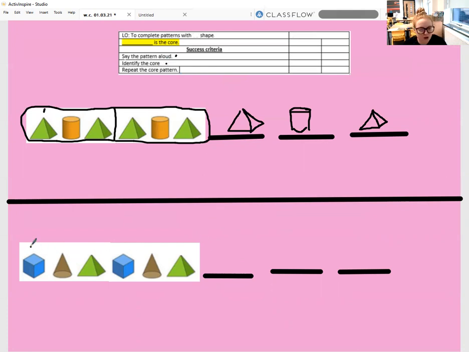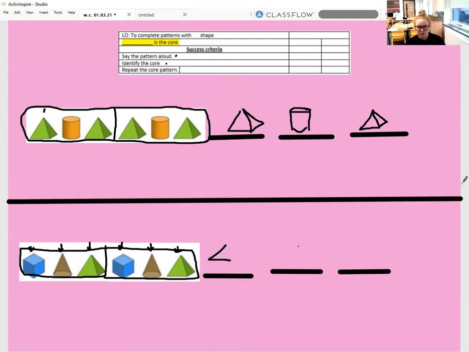Well, I've got a cube here, and I can see I've got a cube here. And after my cube, I have a cone. And after this cube, I have a cone. And after my cone, I have a pyramid. And after this cone, I have a pyramid. So I can say that this is my core, and this is my core repeating. And I now want to complete my pattern. So I know that my core is cube, cone, pyramid.